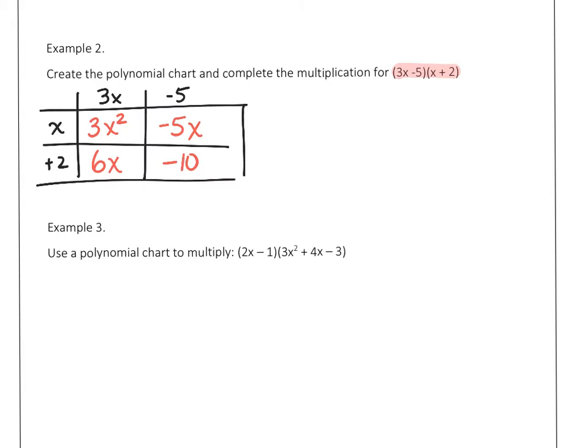And then when I put all my like terms together, we always go in descending degree, so my highest power is the 3x squared. And then I have to put the negative 5x and the positive 6x together. So plus 1x minus 10.